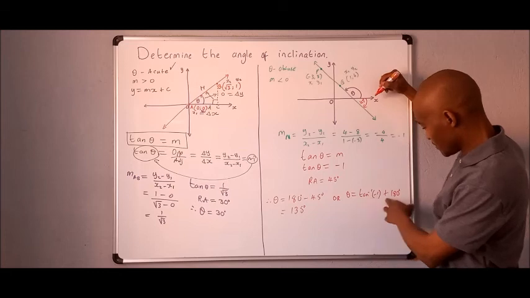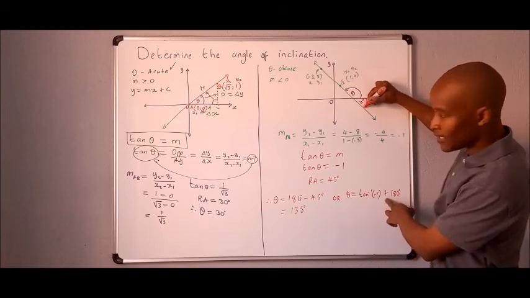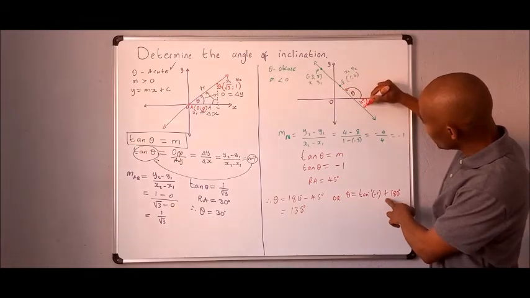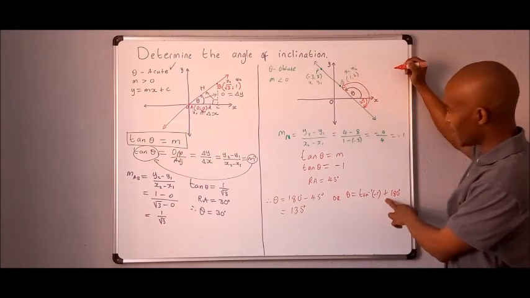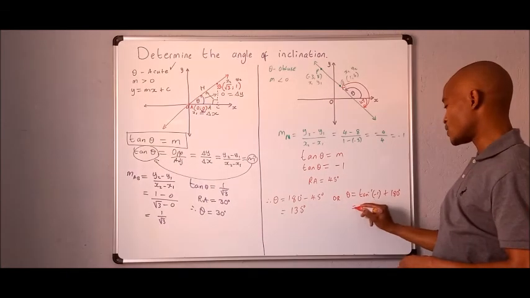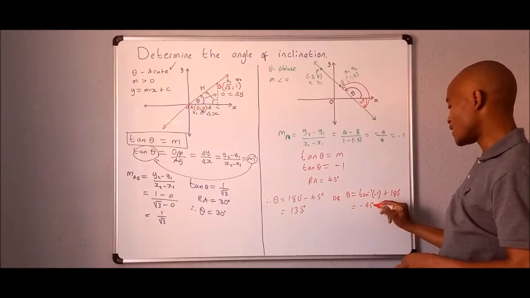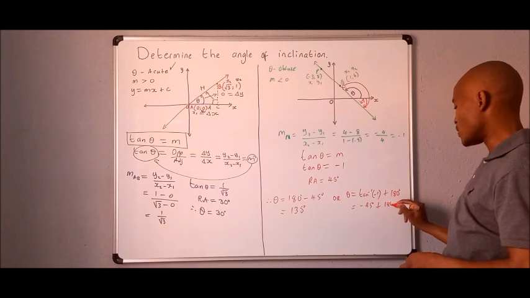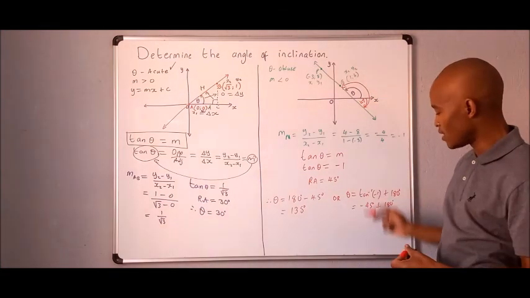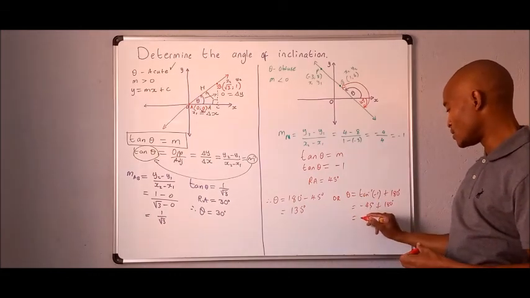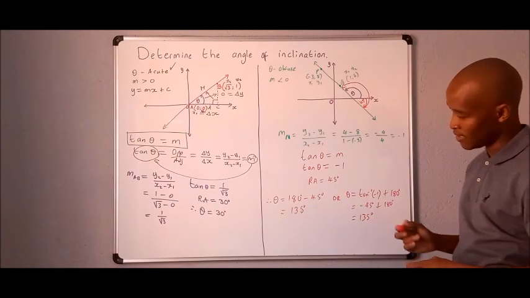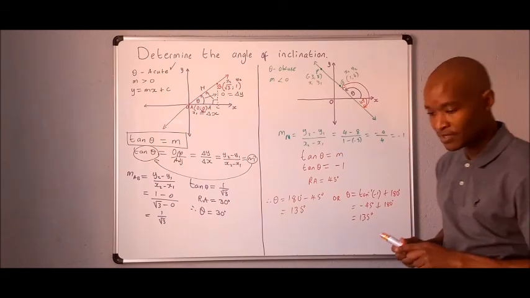45 degrees. But that is not in the position of theta. Theta is here. So then you go back, you add 180. So that's why you add 180 degrees. So actually this gives you a negative 45 degrees plus 180. So you go in a clockwise direction, but you add 180, and this still helps you arrive at the same answer there, 135 degrees.